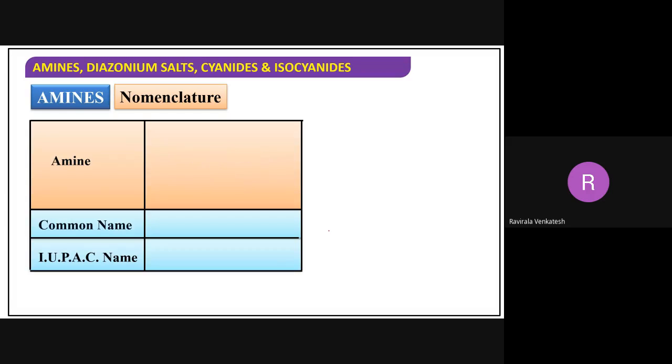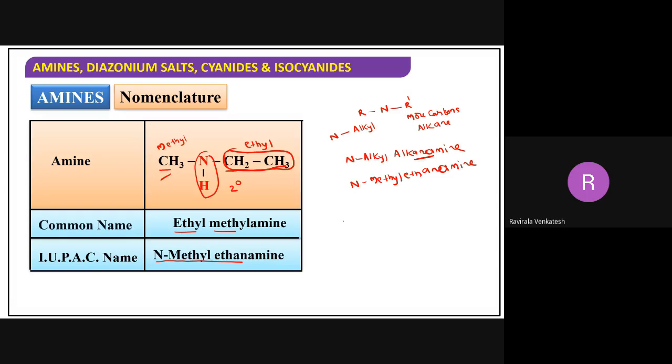One more example we will take. CH3, CH2, N, CH2, CH2, CH3 I have taken. Right? This is called what? Ethyl propyl amine. Correct? This part is the ethyl part, and this part is what? The propyl part. So you can call it ethyl propyl amine.